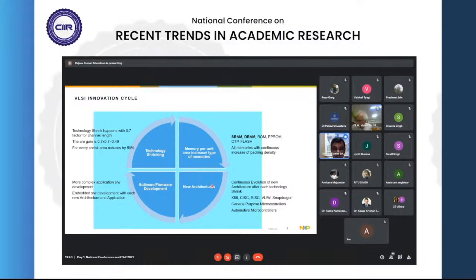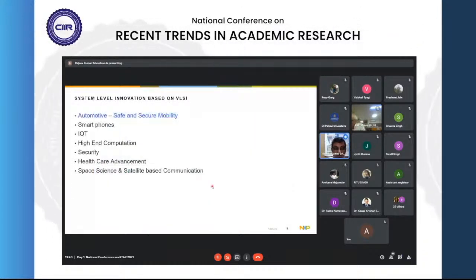Okay, now let's move to the systems. So what systems we have now because of this innovation cycle, which I showed in the previous slide. Of course, automotive. I will spend a lot of time on this beyond this slide. Then also we have smartphones, IoT, and high-end computation, which includes quantum computer also. By the way, quantum computer will be a reality. It will not be a situation like we have with superconductors. It's going to be a reality, I can guarantee you.